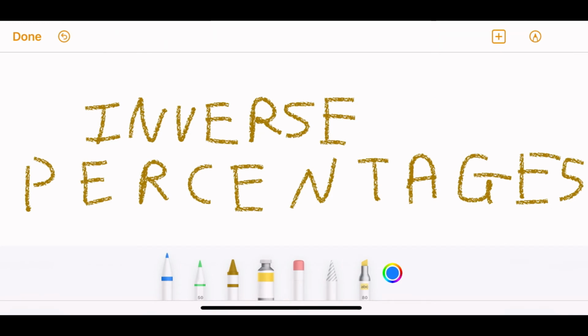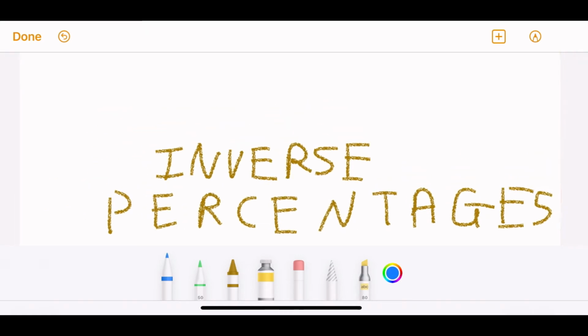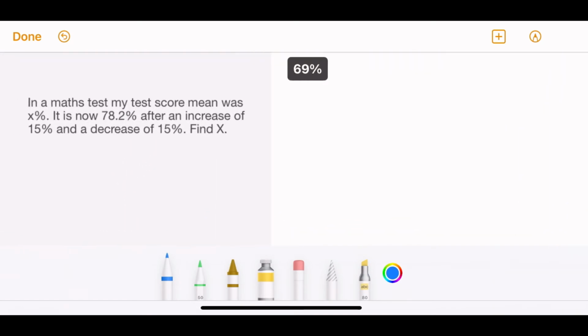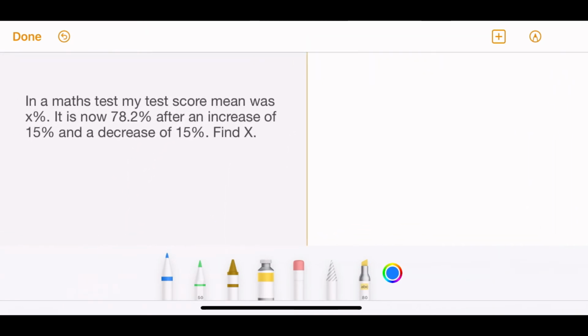Next thing we have is inverse percentages, and unlike any percentage topics that we've looked at, this time we're working backwards. That is, we're given the final value and the percentage increase or decrease, and we want to find the original value. So let's have a look at this example. In my math test, my test score mean was X%. It is now 78.2% after an increase of 15% and a decrease of 15%. Find X. Now pause this video and have a go.